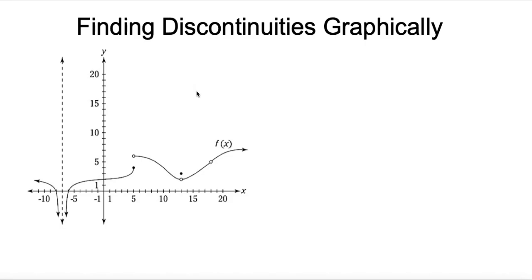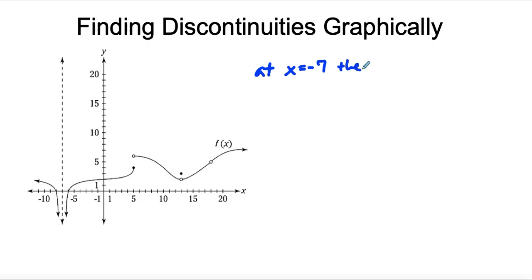Okay, let's look at finding some discontinuities graphically. So look over here, we have a graph here and I see 1, 2, 3, 4 discontinuities. So what we're really doing here is we're just listing each one we see. And all you need to do is say the x values. So the first one I see is at x equals -7. Yeah, that's at x equals -7.